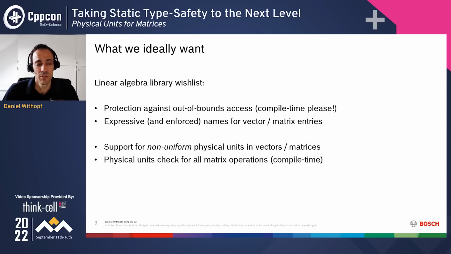And furthermore, I would also like to have a physical units check for all matrix operations, again, at compile time. This means that the physical units in the elements of the vector have to match up. As we will see in this talk, this is not the best condition that we can have. There are much stronger conditions that we can actually enforce. And we'll see later on in the talk how this is done.